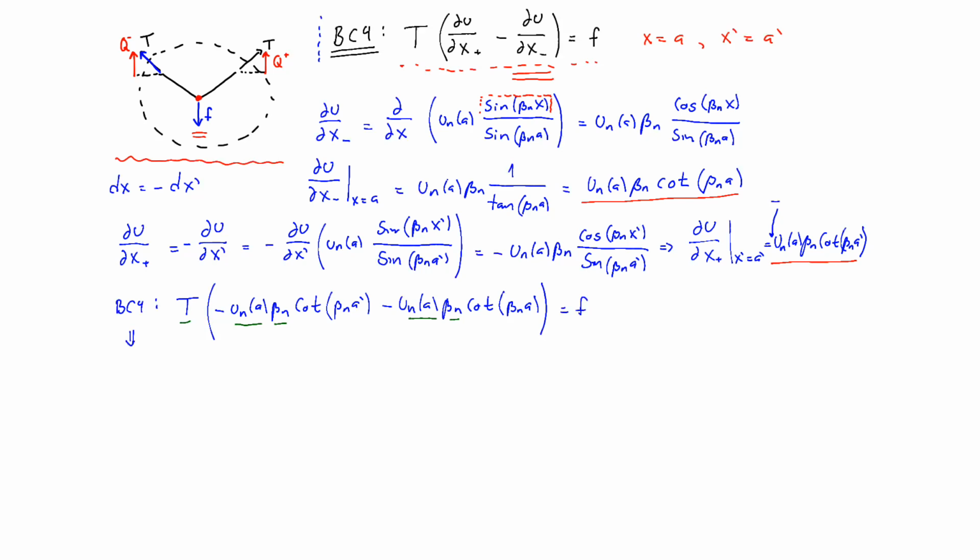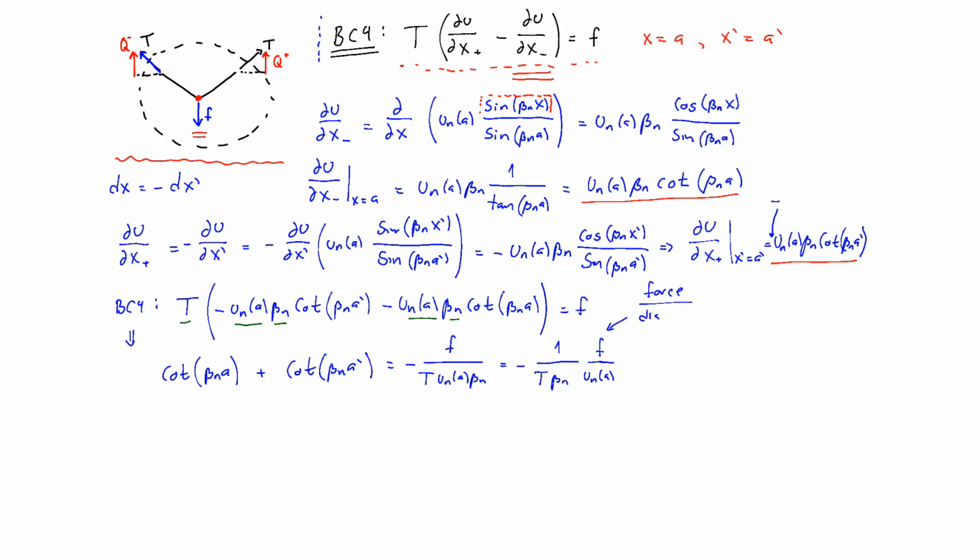So that leaves me with a cotangent, and I take the second term as the first here, so I get a, indicating that it is to the left, so we have a little bit of ordering in our system. Then we have the cotangent of beta n a prime, and on the right-hand side we get minus f divided by T un of a beta n. This can be written slightly differently, because we can have minus, and then I would like to maintain T and beta n. But f divided by un of a, this one here, tells me something about force over displacement.